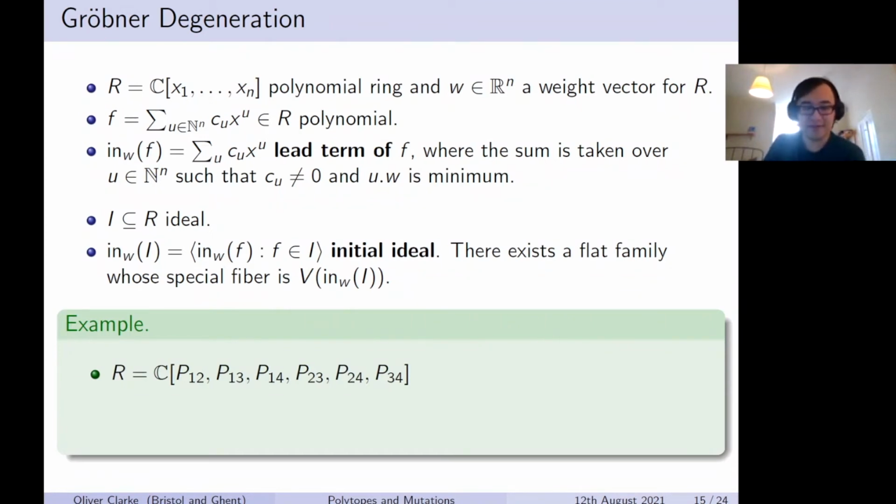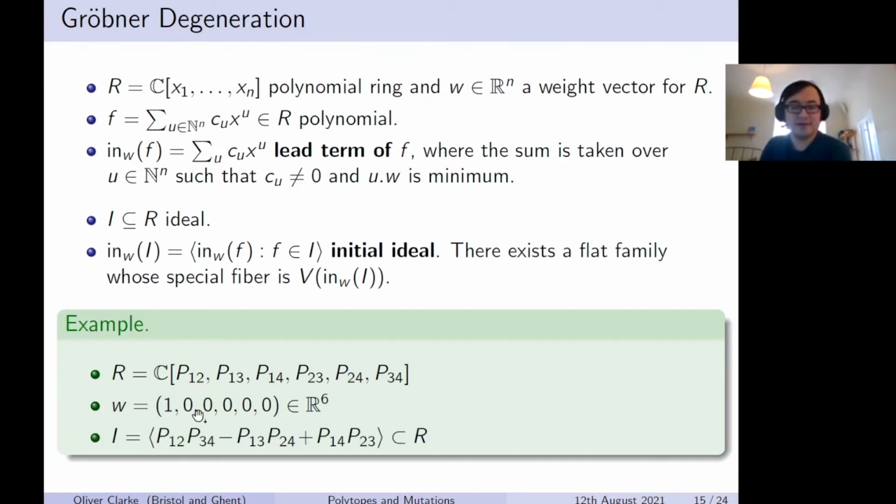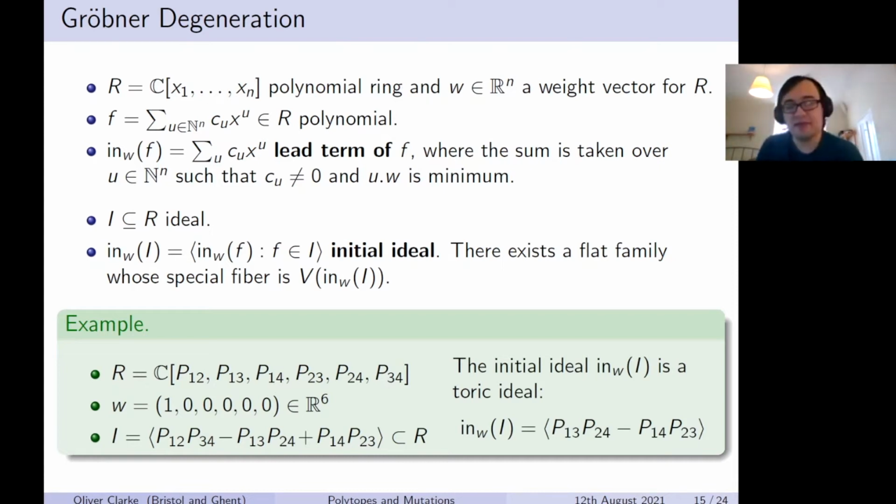So let's say we've got this ring R in 6 variables. Let's take a weight vector. Let's take a really simple one. So the only variable that has positive weight is P12. Take an ideal, let's say this principal ideal. The only term which has positive weight is P12 P34. This is going to have weight 1, and all other terms are going to have weight 0. And so that means that the initial ideal is going to be this irreducible binomial. This is a toric ideal.